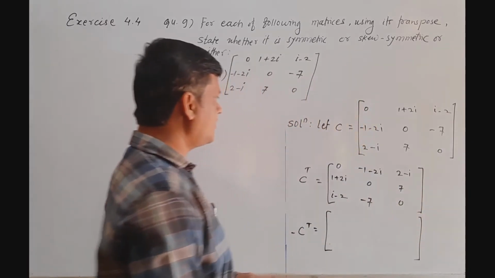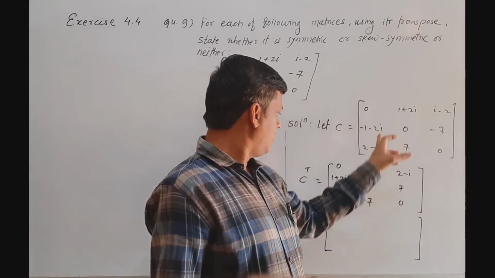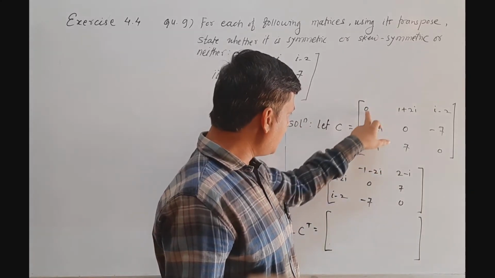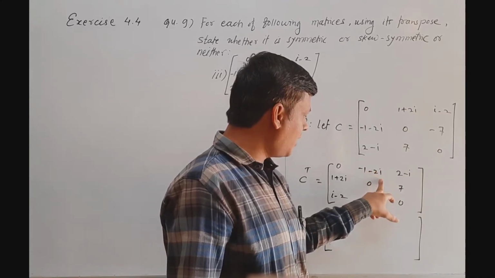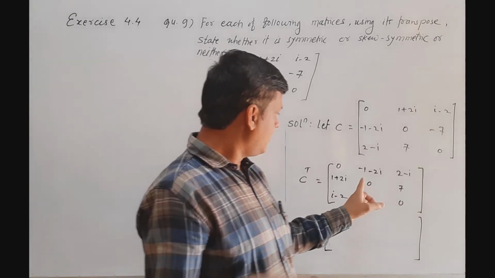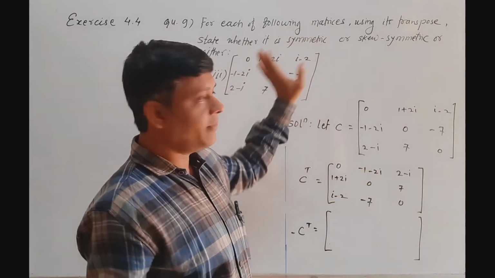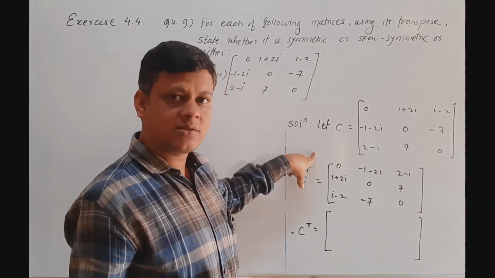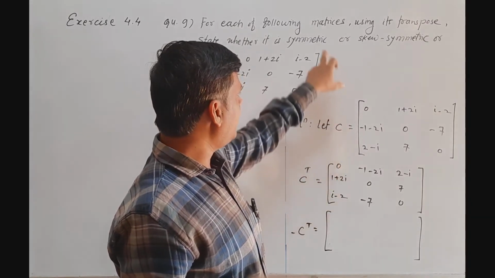Now if you observe the elements here, the elements of first row are 0, then 1 plus 2i, and here the value is minus 1 minus 2i. That means we have to check, by taking minus sign common, whether the given matrix is skew symmetric or not, because from this we say the given matrix C not equal to C transpose, therefore the matrix is not symmetric.